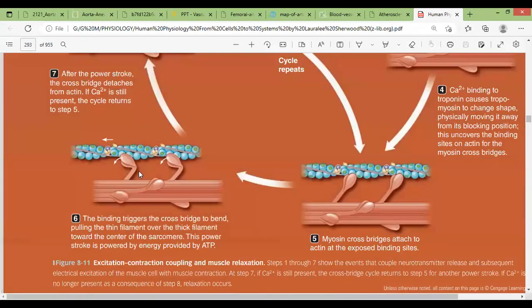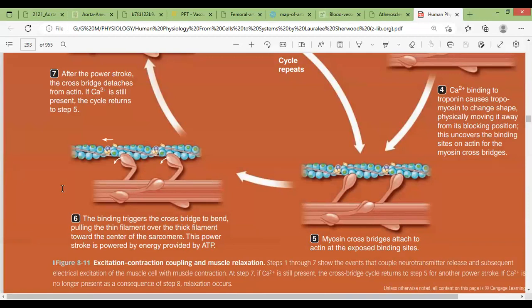This binding between actin and myosin triggers a power stroke whereby the myosin pulls the actin. You can see it pulls it towards this direction. It pulls it like that. When it's pulling it like that, that is how contraction is happening, because it's pulling this actin like that.